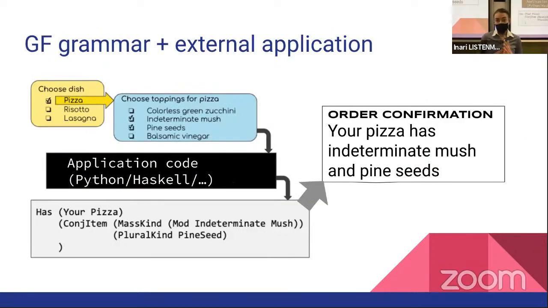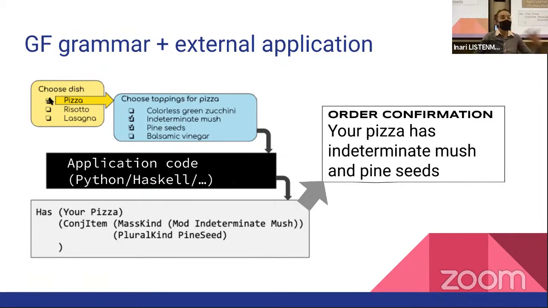So all this stuff with Facebook was written like 10 years ago. It's still extremely relevant. I linked to the paper later. But in modern days, most often we're using GF grammars as a part of some external application. So here is an extremely simplistic example of this.